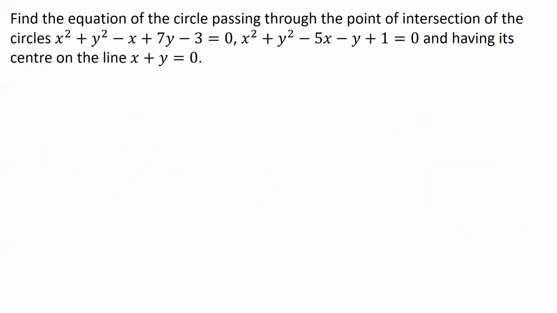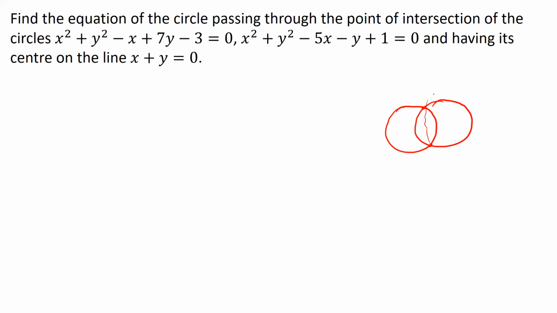Find the equation of the circle passing through the point of intersection of these two circles. So we are given two circles, and we need to find out the equation of a third circle which passes through the intersection of these two circles and having its center on this line. So the question says that suppose you have two circles and they are intersecting somewhere, and then you need to find out the equation of a third circle which passes through these 2 points.